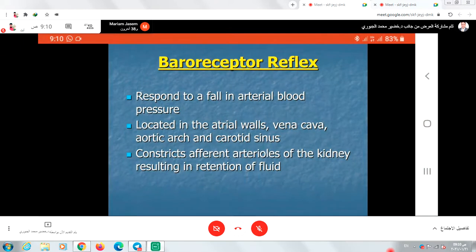How are the fluid compartments regulated in the body? The baroreceptors reflex responds to the fall in the arterial blood pressure. These baroreceptors are located in the arterial wall, in the vena cava, in the aortic arch, and the carotid sinus. The baroreceptors constrict the afferent arteriole of the kidneys, resulting in retention of fluid.